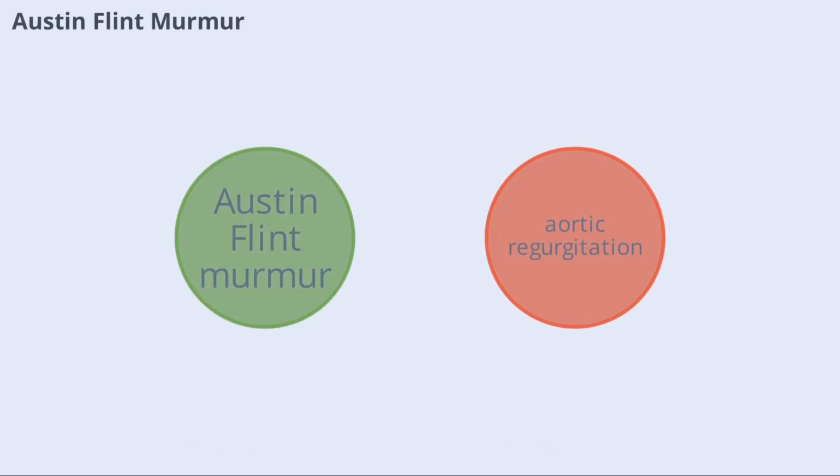The Austin Flint murmur is a mid-diastolic murmur heard at the apex in severe aortic regurgitation. It is caused by the regurgitant jet striking the anterior mitral leaflet, preventing it from opening fully. This murmur can be differentiated from mitral stenosis by the absence of an opening snap and other features.